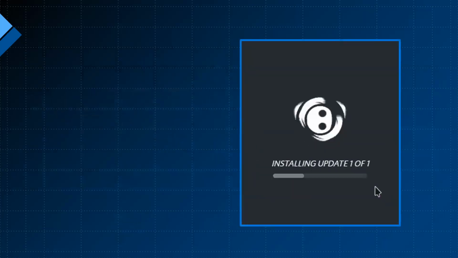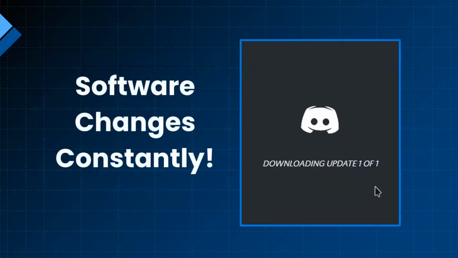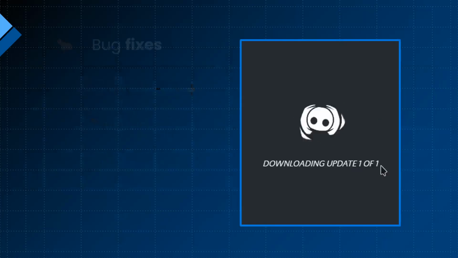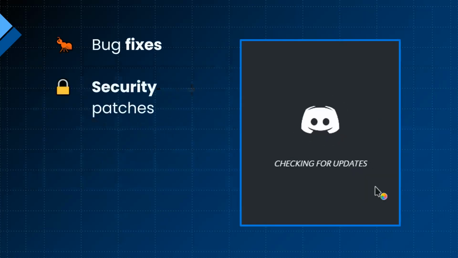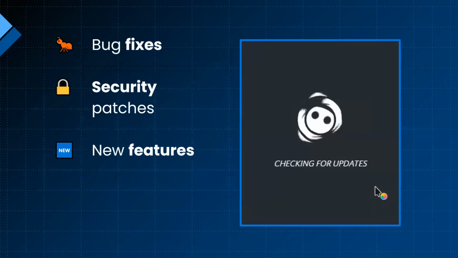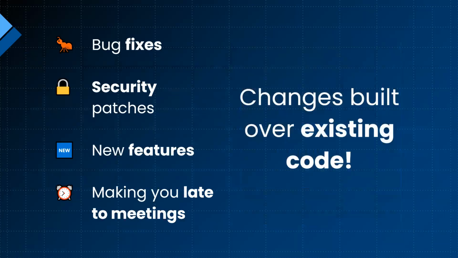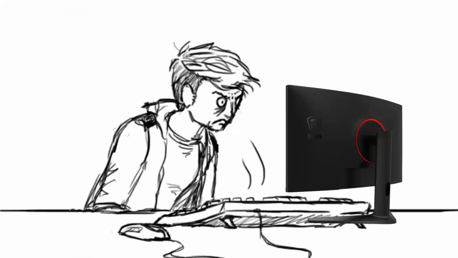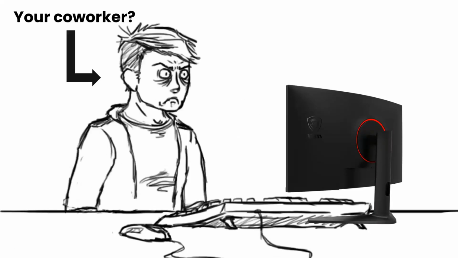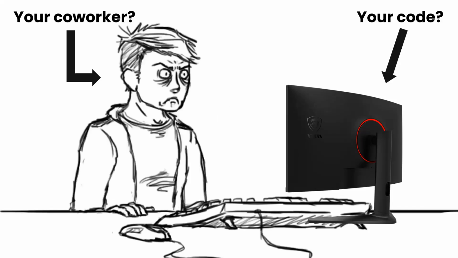And another thing that really exacerbates this is how much software changes. Again, if you've been at SSD before, we've drilled this into your head. Companies have so many reasons to update their code, whether it's fixing a bug, adding a security patch, introducing a new feature, or making you late to meetings. I'm not calling anyone out in particular here. Those changes are built over existing code, right? They're not going to rewrite everything from scratch to add a new feature. So it becomes really important that this is not how your coworkers are reacting to the code you write.